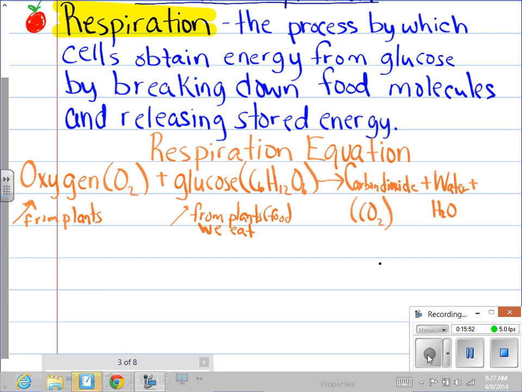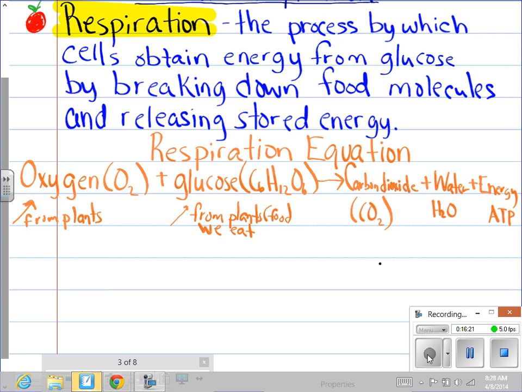And Christopher told us that there's some type of heat, so we're releasing energy. And I'm going to let you know that this energy is called ATP. And ATP stands for adenosine triphosphate. It's a type of energy that we release. You don't need to know that, but it's there.